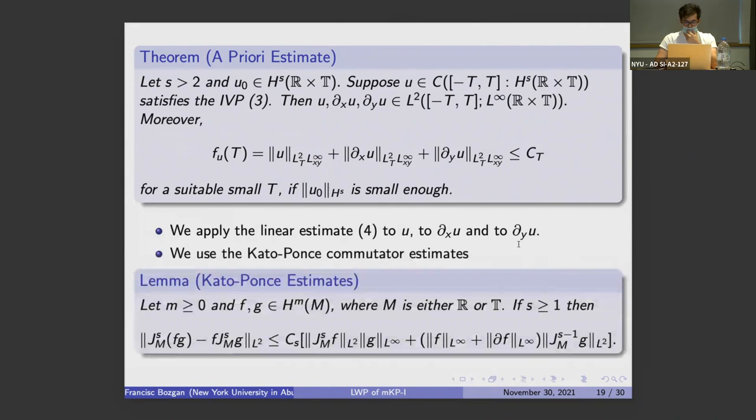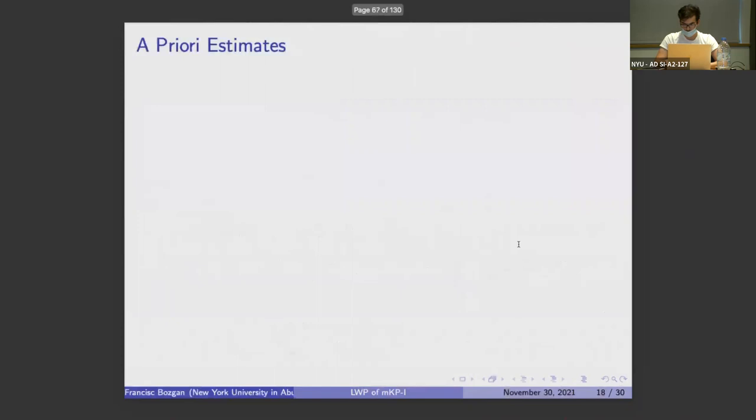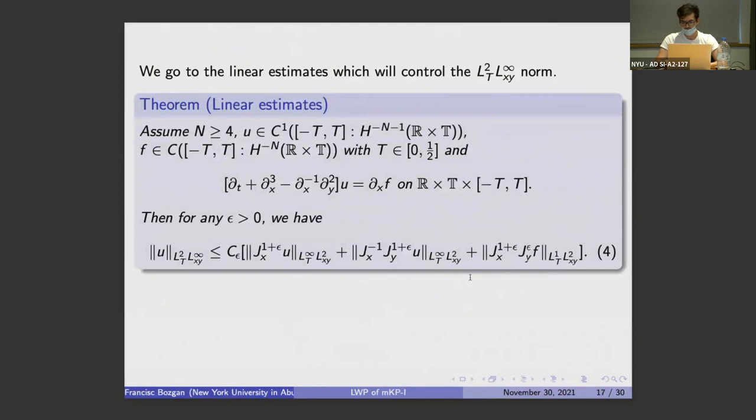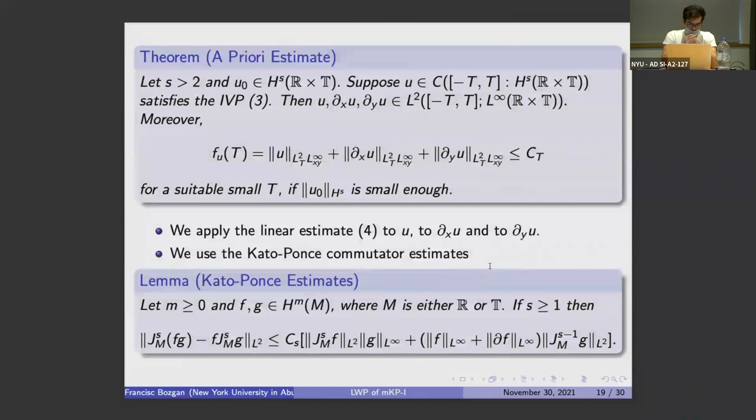And of course, the most complicated term will be just this one over here, because I'll have just a cube here, so I have to deal with that term. But for that term, I will use the classical cutoff point commutator estimates, where you can see that I can bound JS that are applied to products here. And this is what I will do. I'll do this several times for the cube.